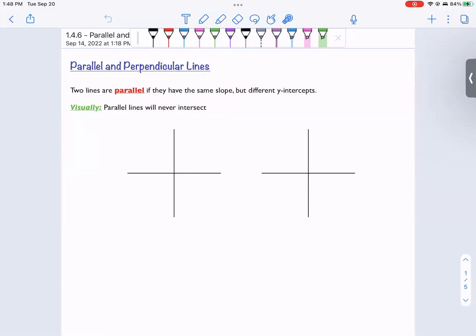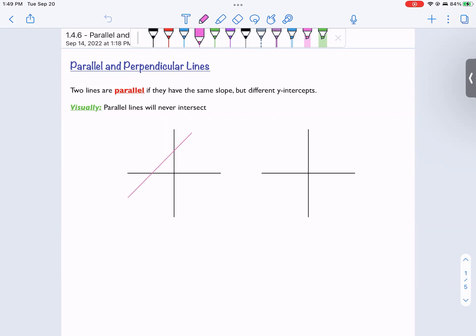Parallel and perpendicular lines. This is the last bit of line stuff we have to talk about. Parallel lines: two lines are parallel if they have the same slope but different y-intercepts. Visually, parallel lines are never going to intersect.